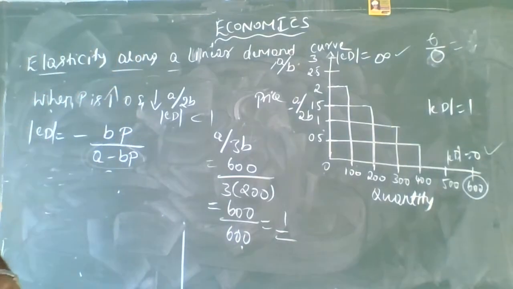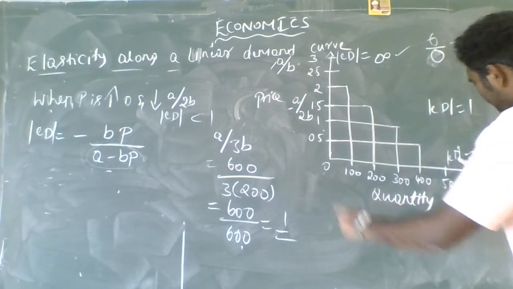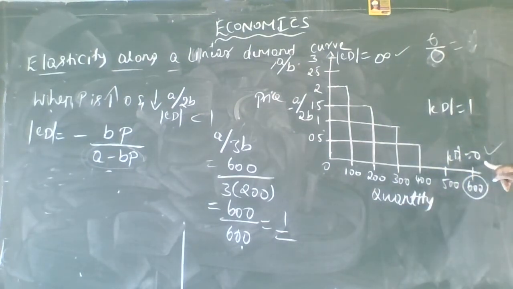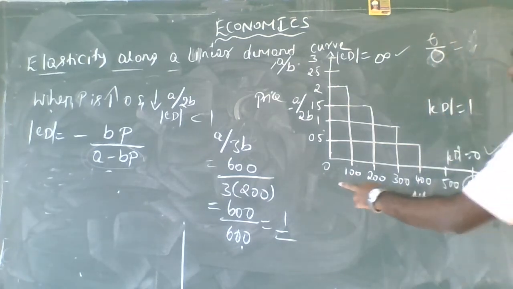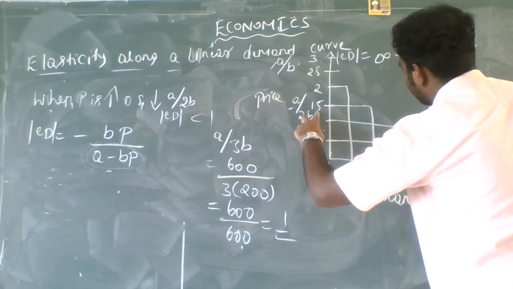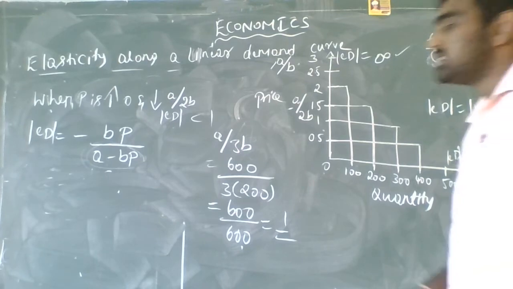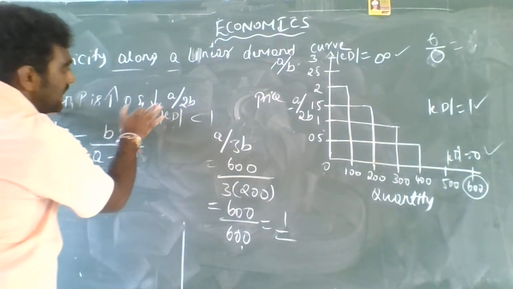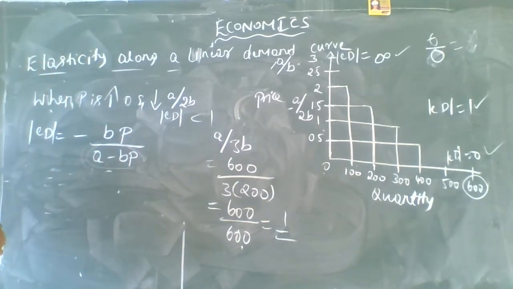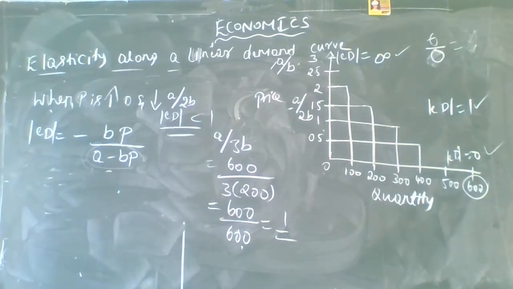So students, here we satisfied three conditions: when price is 0, elasticity of demand is equal to 0; when quantity is 0, elasticity of demand is infinity; and when price is A by 2B, that is 1.5, elasticity of demand is equal to 1. The next condition is when price is greater than 0 and less than A divided by 2B, elasticity of demand will be less than 1. You need to prove that.